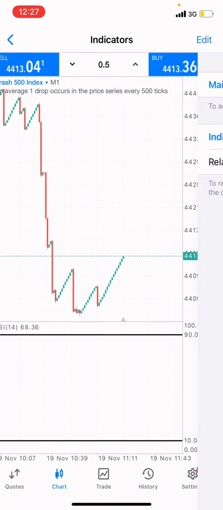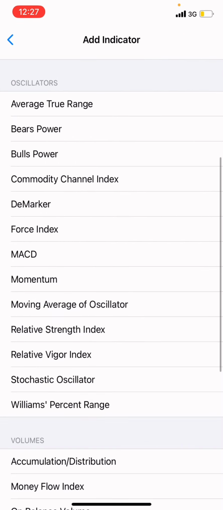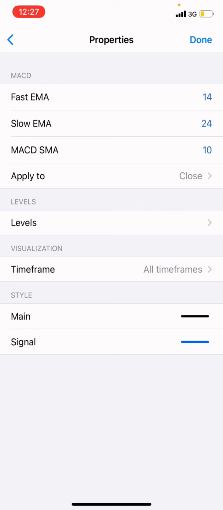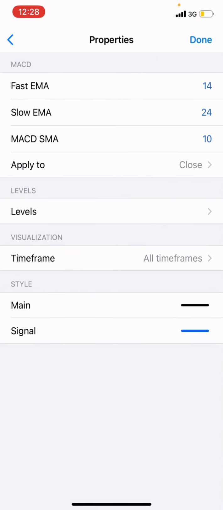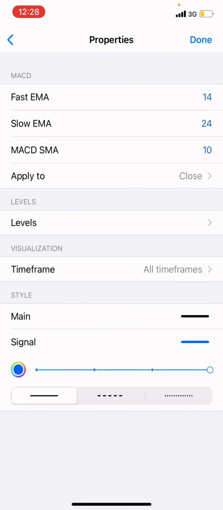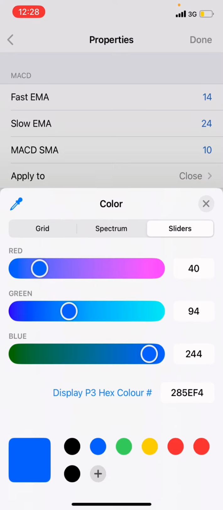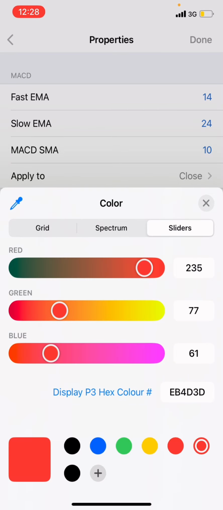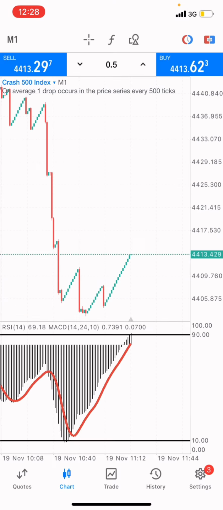All right, then I'll put on the MACD indicator as well, because this MACD indicator is very powerful and I use it to trade this market mostly because it's really good to see a possible buy and sell entry. Now put on the fast EMA 14, slow EMA 24, MACD SMA 10. Easy, just like that. The main color black, signal, change the signal here to the color red, then done.